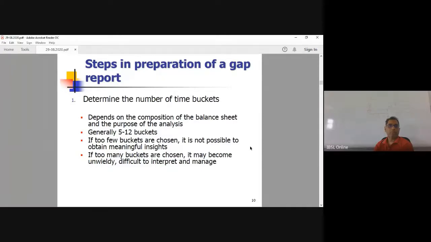Why? Because if you go with too few buckets, say 3 or 4 buckets, it doesn't really tell you anything, and it doesn't give you the granular, detailed information you need to make decisions. If it's too many buckets, it becomes very difficult to interpret and not relevant.